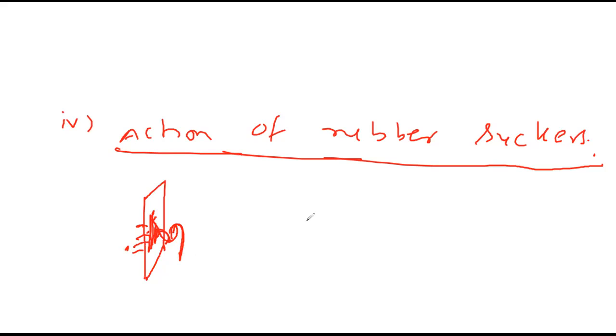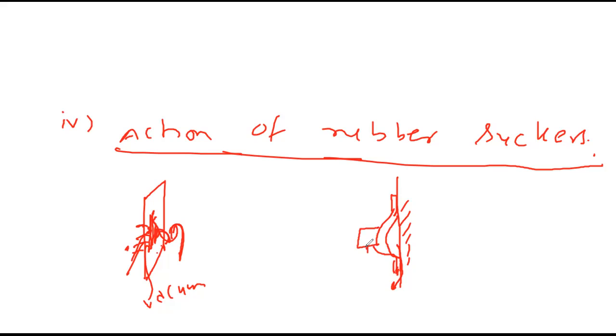So these rubber suckers we generally use as a hook in the kitchen to hang light weights, such as Odonil or an air purifier, which are light in weight. Now the rubber sucker is pressed against the wall, so that the air between the sucker and the wall is forced out. So a vacuum is created. Suppose I consider this as the wall. This is the rubber sucker. By pressing it, air is taken out.